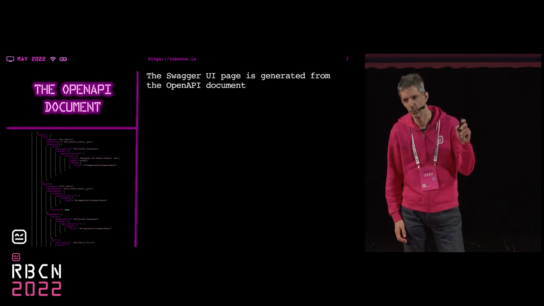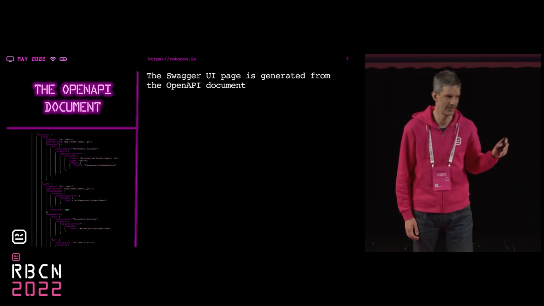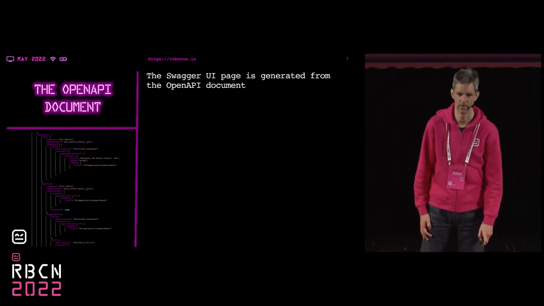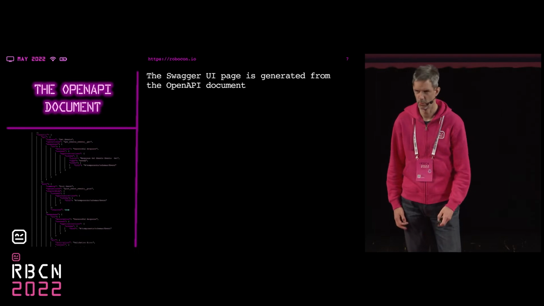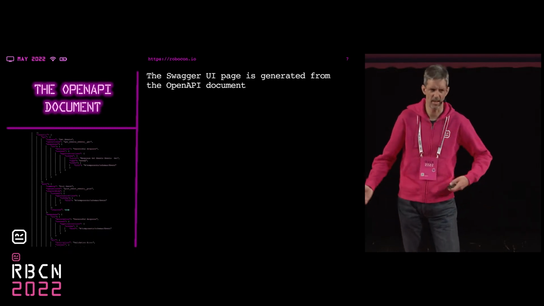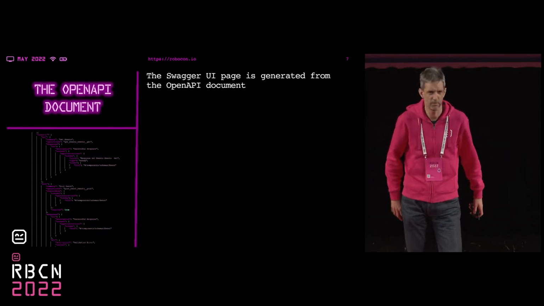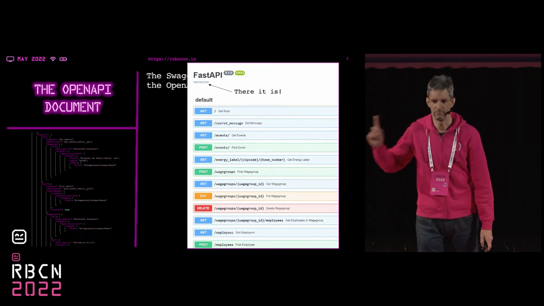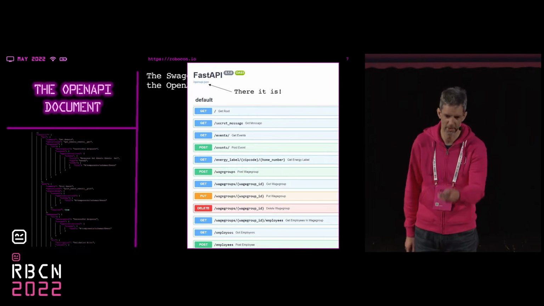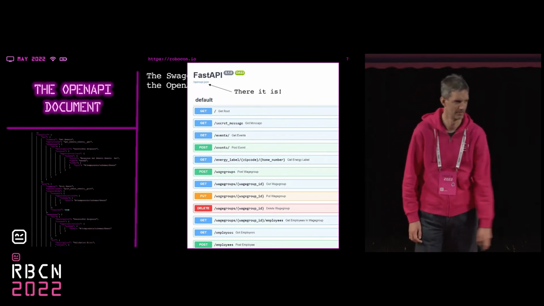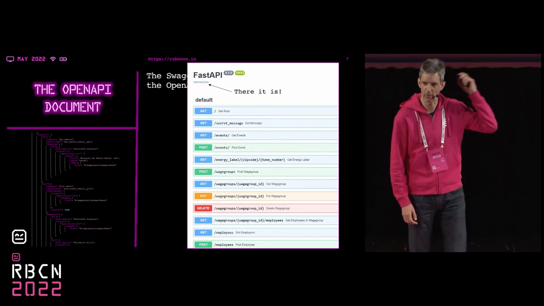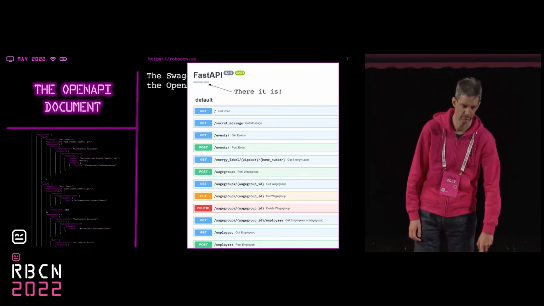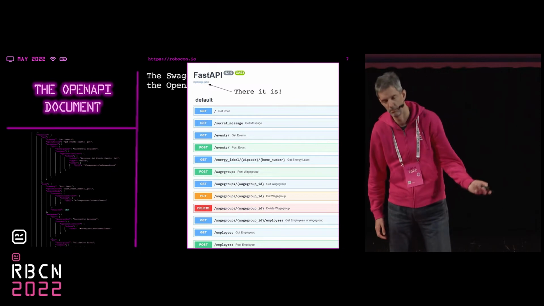Now, the Swagger UI page is generated code. It's generated from this OpenAPI document. So if you wonder, do I have this OpenAPI specification file? Well, it's there. It's just linked on a Swagger page. If you have a Swagger page, you have the file. You can click it, you have the content, you can save it, you have it available.